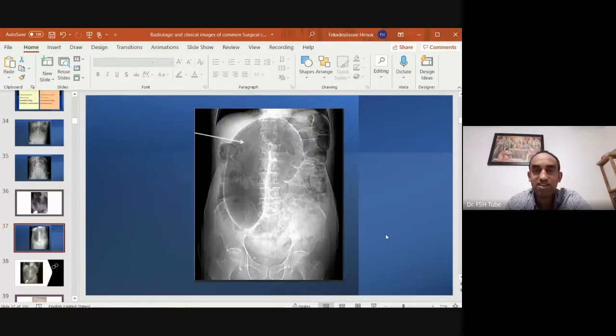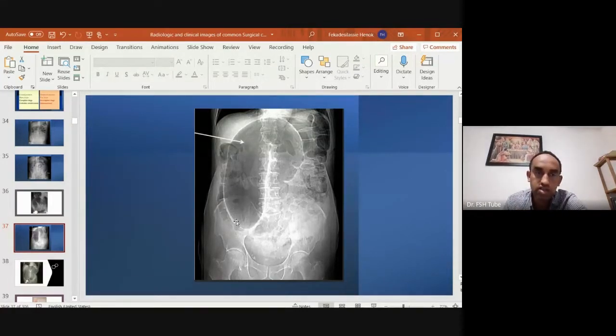What about this one? What is this? How do you describe it? Radiologic appearance plus diagnosis. Coffee bean, excellent. This is a coffee bean. It looks like the coffee bean. Sigmoid volvulus, excellent. So coffee bean appearance is typical of large bowel obstruction, specifically sigmoid volvulus. So you are dealing with sigmoid volvulus because you see a coffee bean appearance.